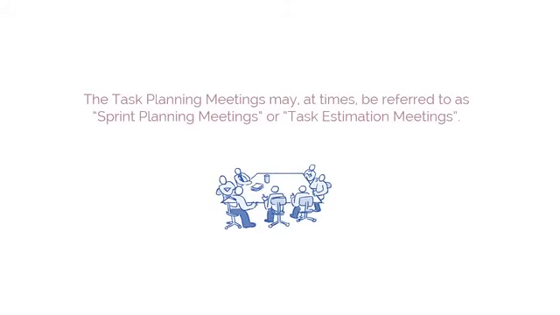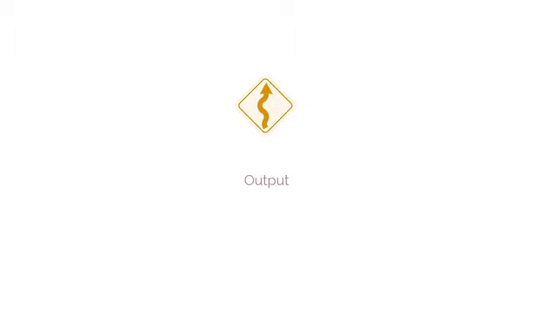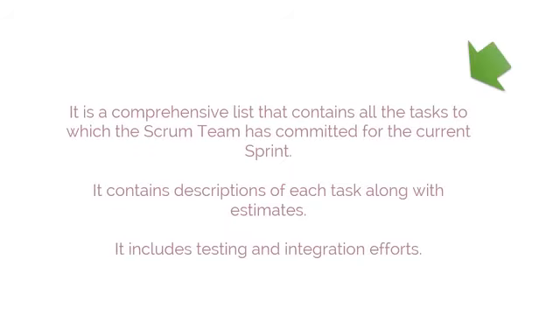The task planning meetings may, at times, be referred to as sprint planning meetings or task estimation meetings. The mandatory output of this process is Task List. The task list is a comprehensive list that contains all the tasks to which the Scrum team has committed for the current sprint. It contains descriptions of each task along with estimates derived during the Create Tasks process.